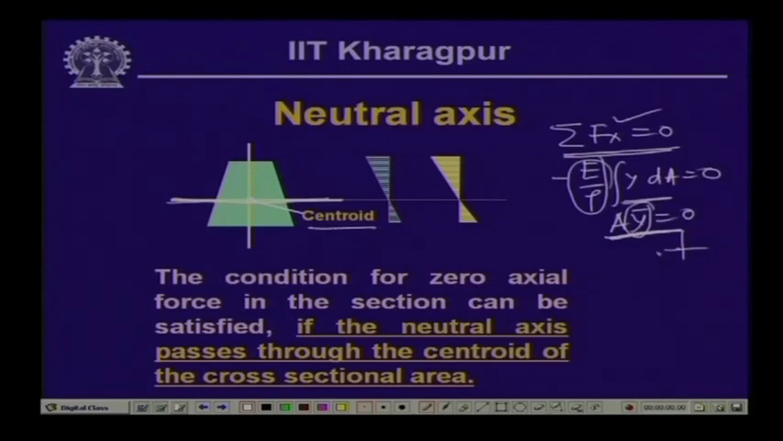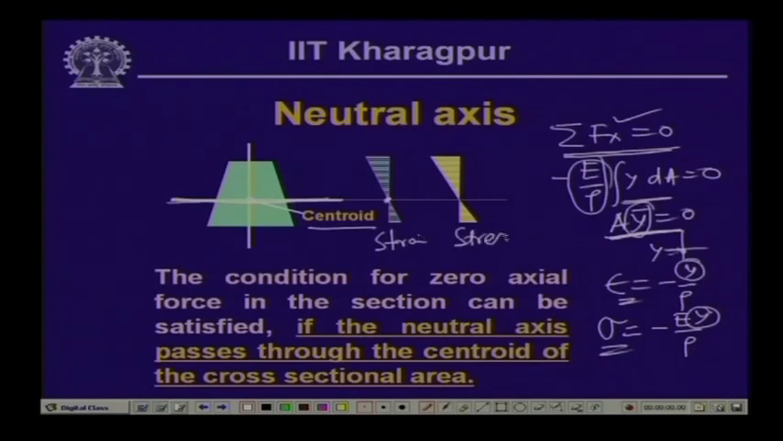Now, as we had seen, epsilon is equal to minus y by rho, and correspondingly stress is equal to E times epsilon, so minus E times y by rho. When y is equal to 0, epsilon and sigma will be 0 at that point. If we call this the strain diagram and this the stress diagram, then along this axis the strain and the stress are 0, and the strain and the stress vary linearly as a function of y, linearly with respect to 0 over here and linearly with respect to 0 here.